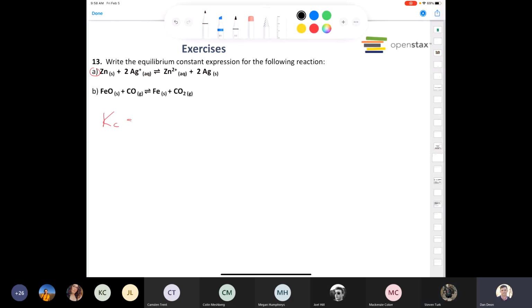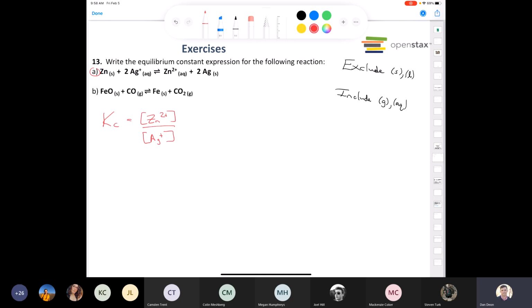We're going to exclude anything that's a solid or a liquid. We're going to include anything that's gas or aqueous. You don't cross these off, but I'm telling you, we're going to leave out the silver and the zinc. We're going to include the ions because they're solvated, they're aqueous. So our Kc is going to be equal to the concentration of zinc 2+ divided by silver plus, and that's it, my friends. That's the answer.